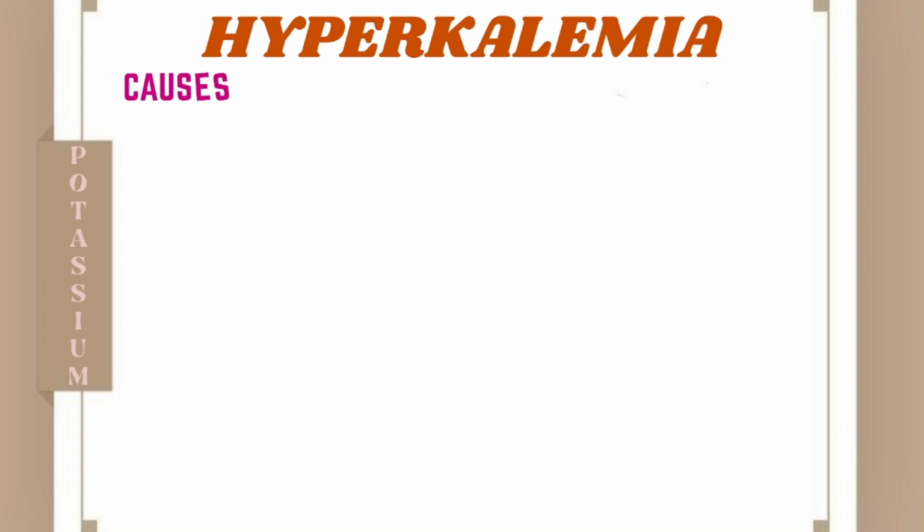Let's discuss the causes for hyperkalemia. We know that in hyperkalemia, more potassium is there in the body. That means more potassium is trapped inside the body. So, to remember the causes of hyperkalemia, we have to remember the mnemonic, that is TRAPPED. Means more potassium is trapped, more potassium is there than normal in the body.